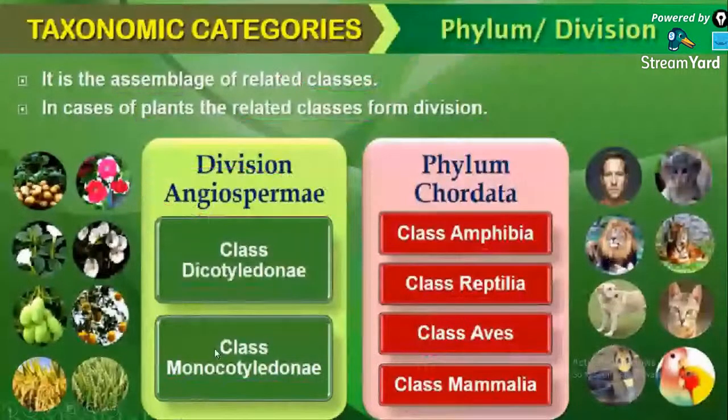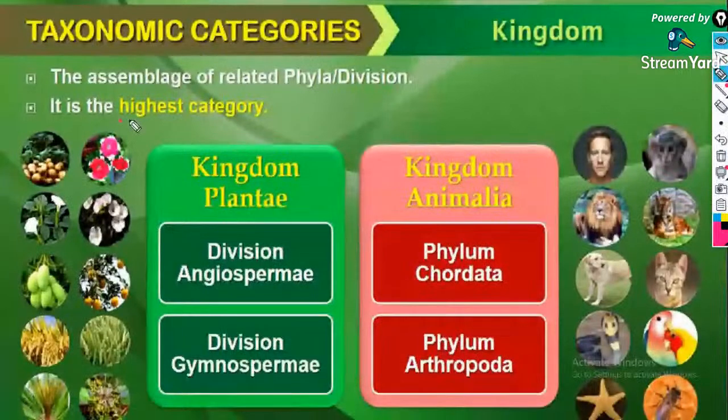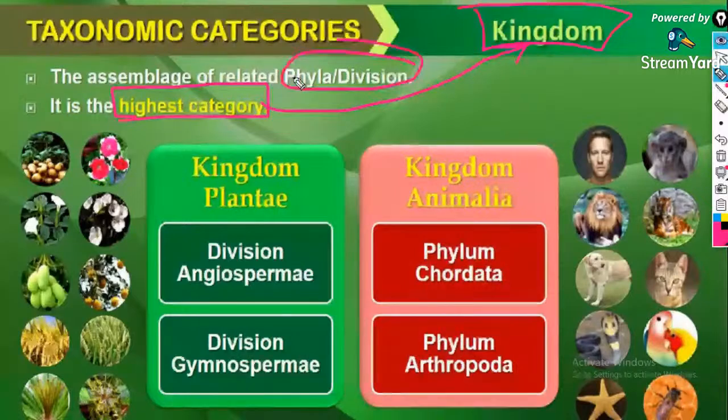Finally, look at the highest taxonomic category. The lowest taxonomic category was species. The highest taxonomic category is kingdom. It is an assemblage of related phyla or divisions. In kingdom, you have five kingdoms, as taught to you in the previous chapter.